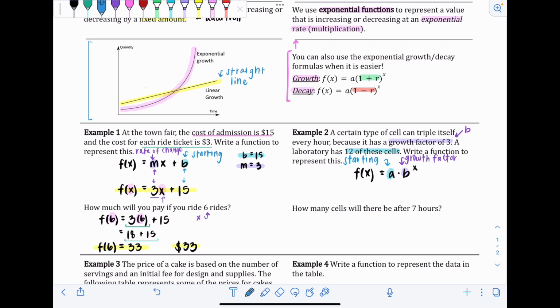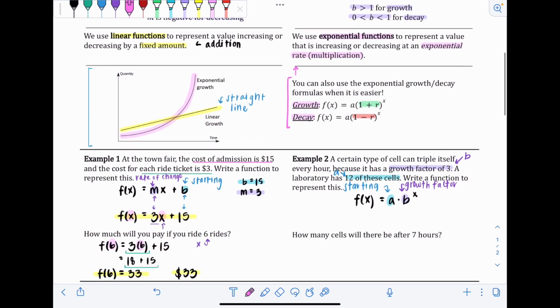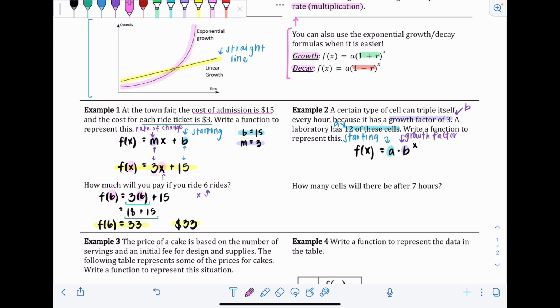So we're going to put 12 in for A, not B, because A is our starting amount. I know it's kind of funky because B is the starting amount for linear, but A is the starting amount for exponential, like kind of looking at right here and right here. So that's why you've got to have them on a note card, because it could be so easy to switch them up. But having them on a note card and being able to refer back to them on quizzes and exams would just save you a lot of headache.